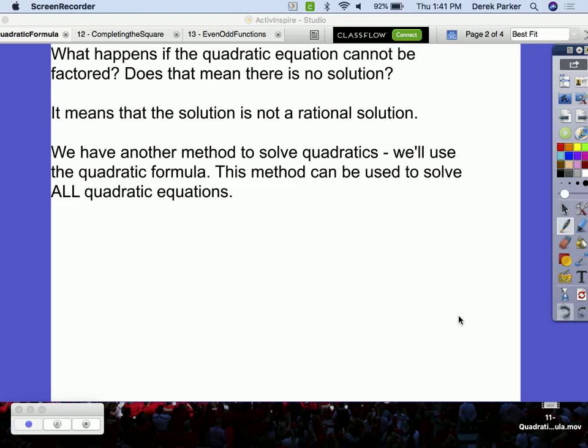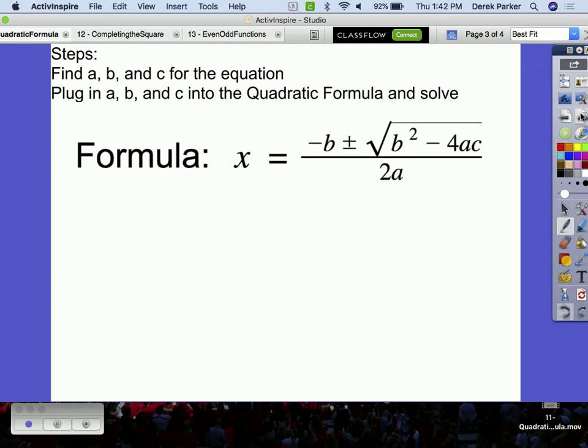We have another method to solve quadratics. We'll use the quadratic formula. This method can be used to solve all quadratic equations. That's why this is the number one method, in my opinion, to solve a quadratic equation.